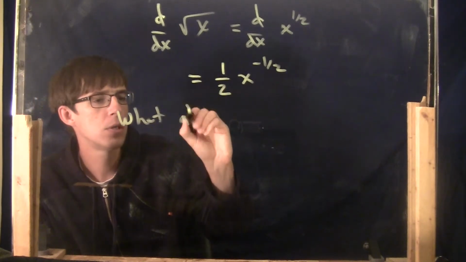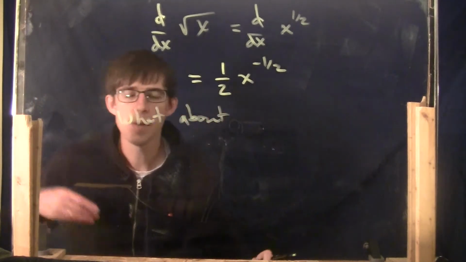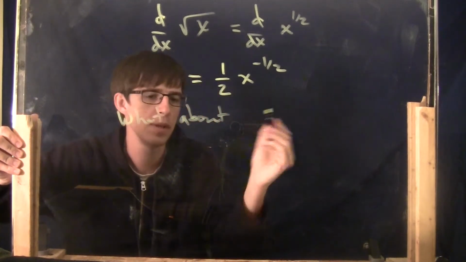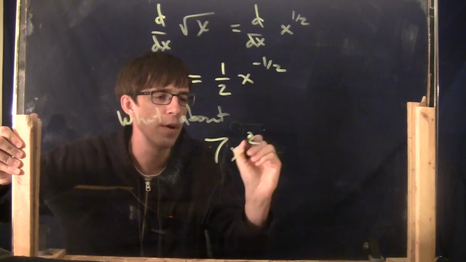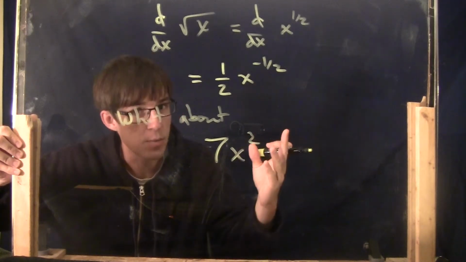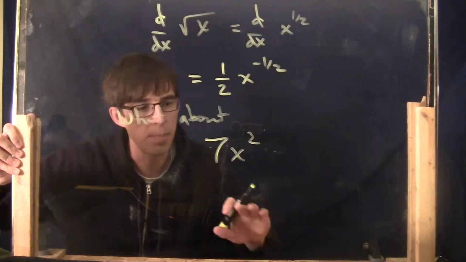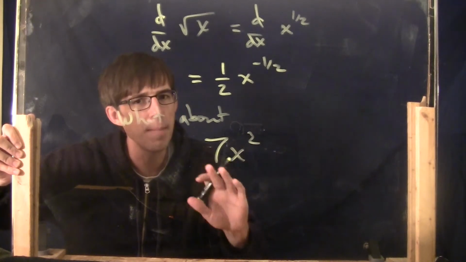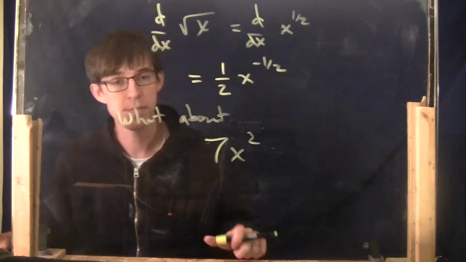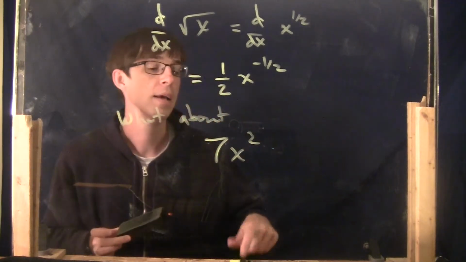What about something that's not exactly a power of x, but pretty close, like something like 7x squared, okay? This is not just x squared. If it was just x squared, the answer would be 2x because of this trick. But what about the 7? Does that 7 really make a big difference? The answer is no, actually, it doesn't really make a big difference. It does make some difference, but it's not a big deal.